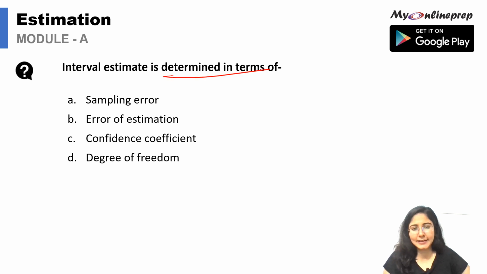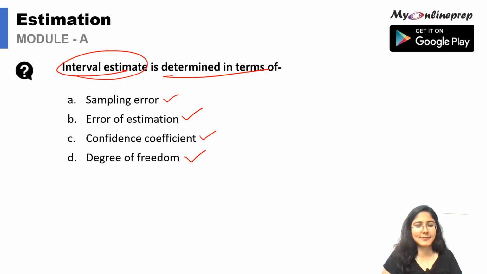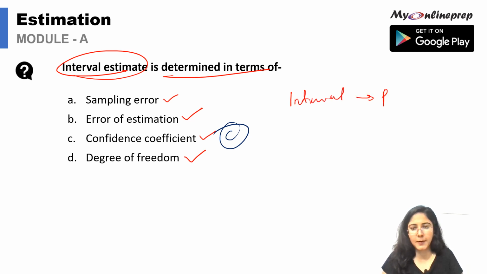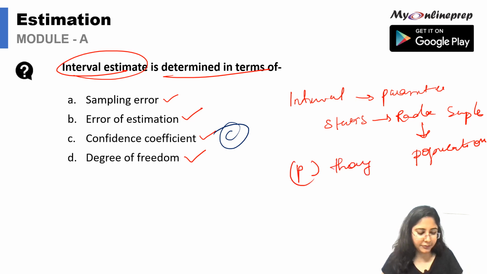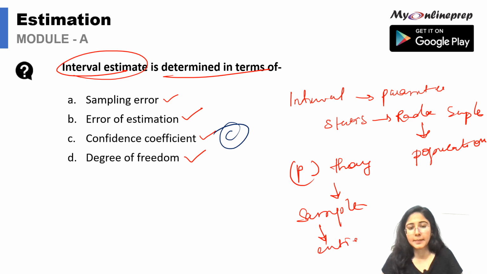Interval estimate is determined in terms of sampling error, error of estimation, confidence coefficient, or the degree of freedom. So the correct answer here is the confidence coefficient, because when it comes to intervals, we have certain population parameters, and these are established by calculating statistics from values given from a random sample. These samples are taken from the population, and by applying probability theory, we can easily take a sample which represents the entire population. So confidence coefficient is something which helps in determining the interval estimates.